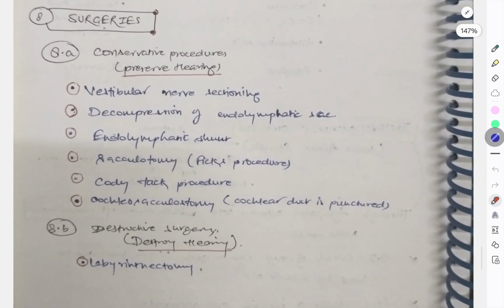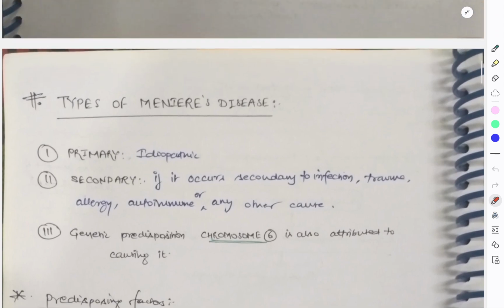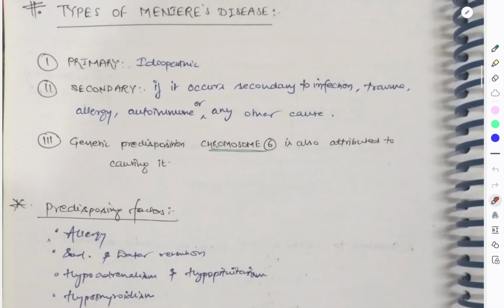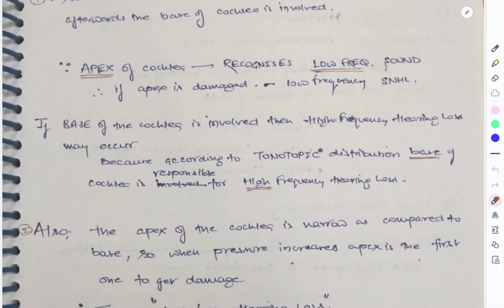So this is about the management of Meniere's disease. You need to know about the cause, pathophysiology, definitions, types, variants, then management. Examination is very important. So all these things are about Meniere's disease.